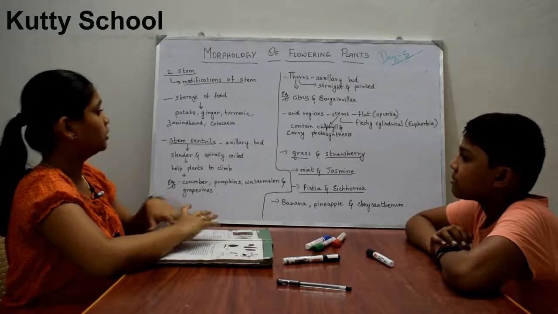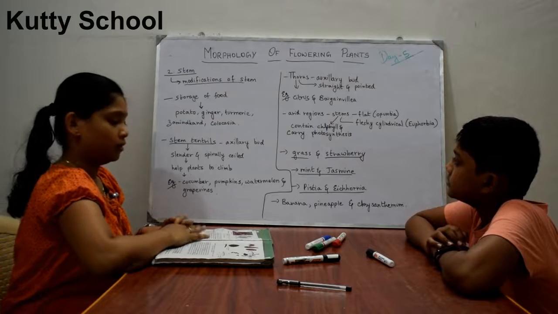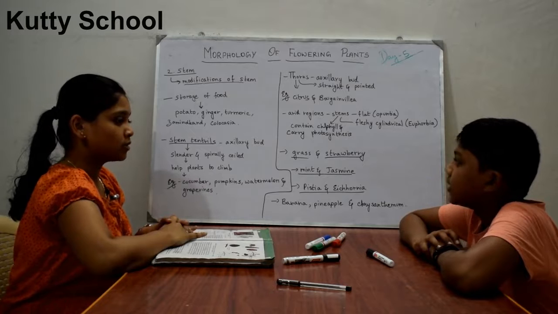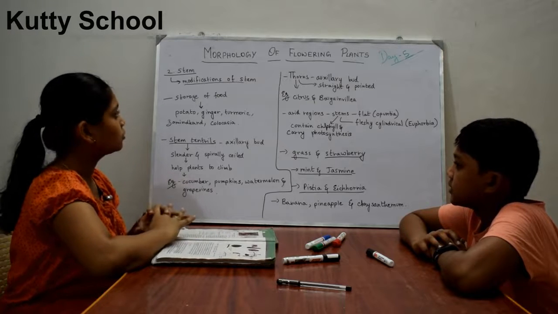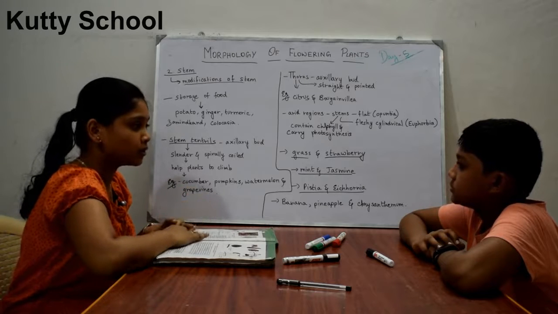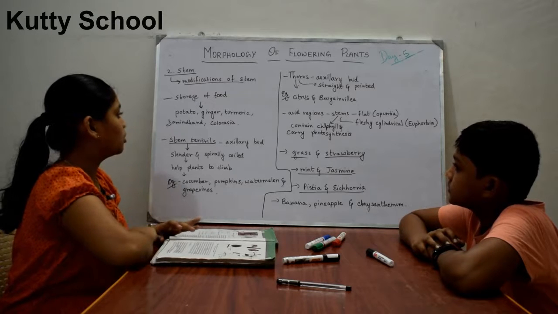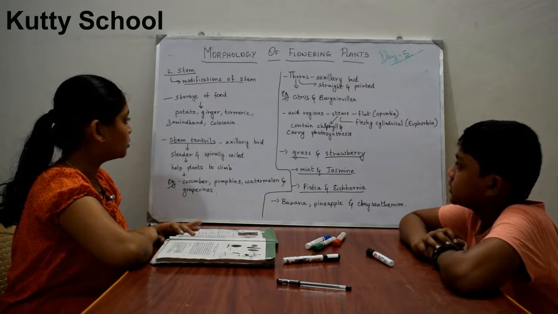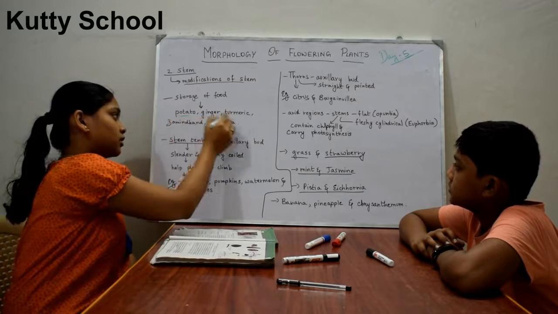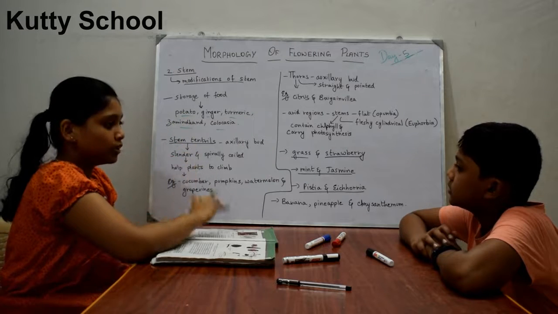So now we are going to see the modifications of stem. Earlier we saw the modifications of root, like storage, support and respiration. Here also stems play different roles other than what normal stems do. Storage of food is done by potato, ginger, turmeric, zamankan and colocasia. These are all stems, and these stems store food in them.